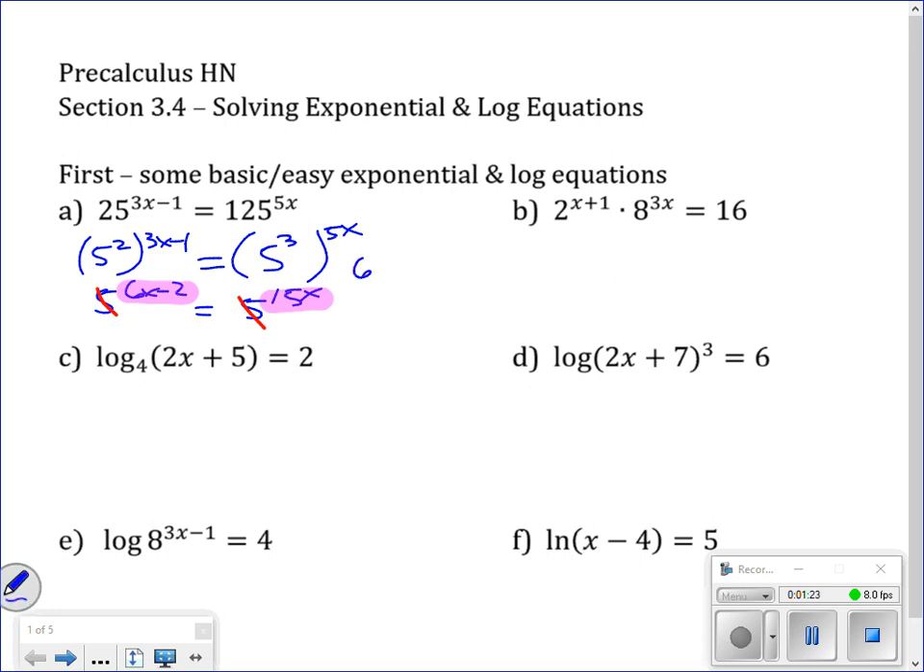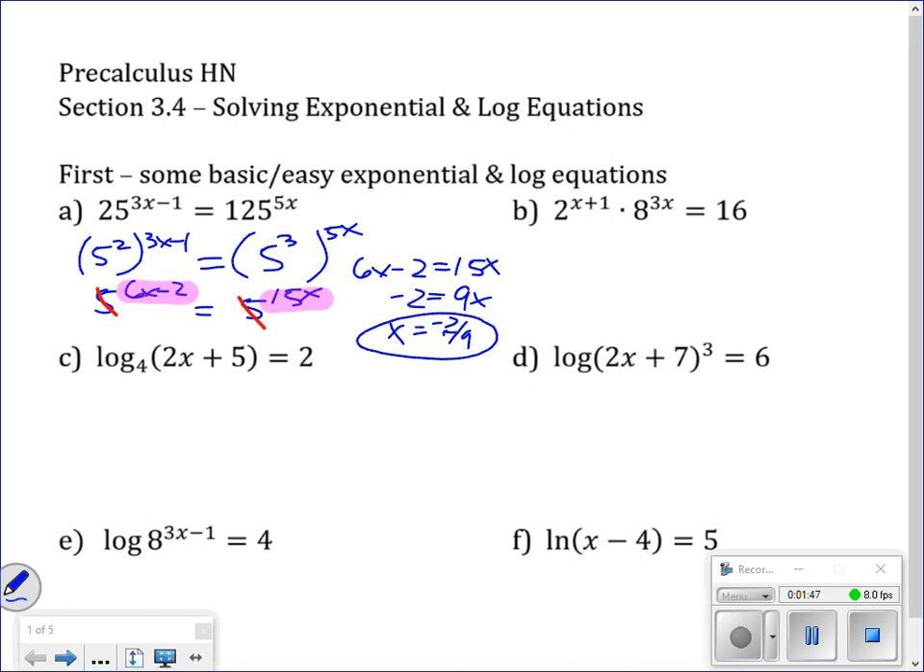So 6x minus 2 equals 15x. I just need to solve that. So what should I do to both sides then? Subtract 15x, or 6x. So I get 9x equals negative 2. So my answer would be negative 2/9. Okay? All right, so sometimes it's basic like that. All right, that says negative 2/9.